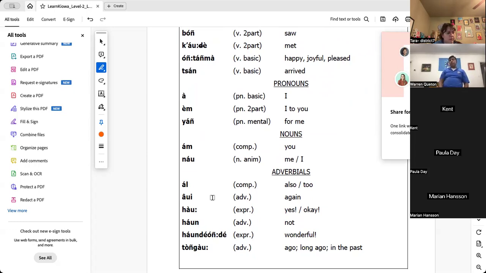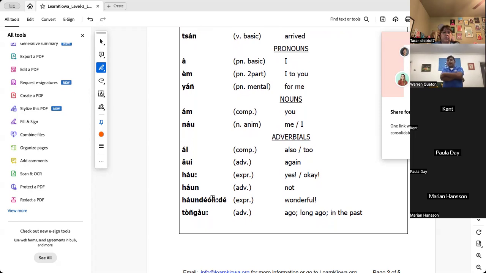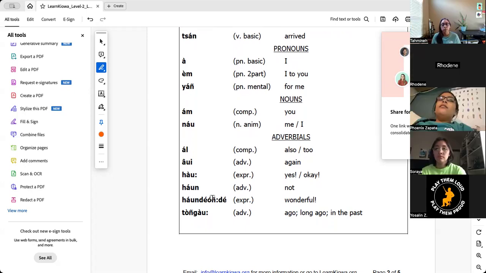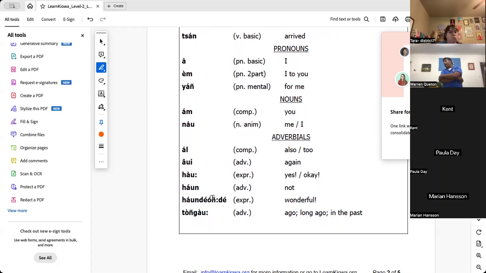And then the nouns that we used in this lesson were for you and null for me. That's when we say al. You're saying you as well. And then null is for me as well. And I won't go over the adverbials too much, but they kind of add on to words. They're attached to words. So you say al, like you too, or you also, or oi, again. They're attached to that word to explain, like, it's good to see you again.